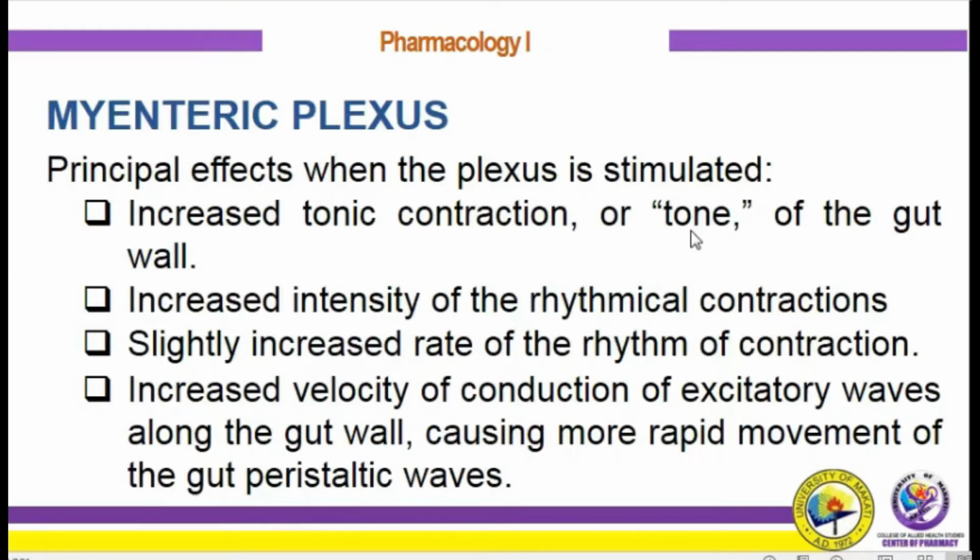The functions of the mesenteric plexus when stimulated are the following. It increases the tone of the gut wall. It also increases the intensity of the rhythmical contractions, and it slightly increases the rate of the rhythm of contraction. And also, it increases the velocity of conduction of excitatory waves along the gut wall, causing more rapid movement of the gut peristaltic waves.